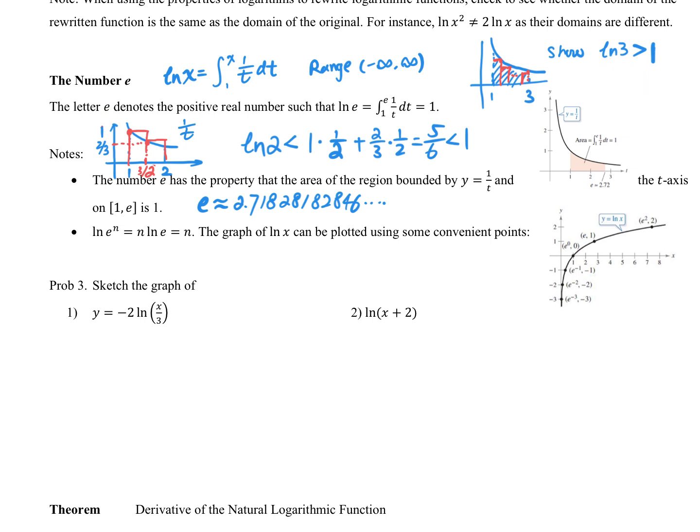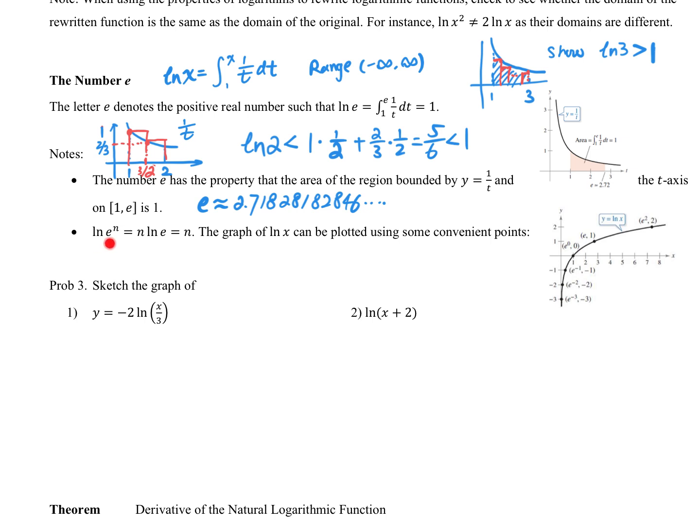Therefore this e is definitely in between 2 and 3, because ln2 is less than 1 and ln3 is greater than 1. So in order for ln to be 1, this e has to be in between 2 and 3. And in fact, this is the value of e.